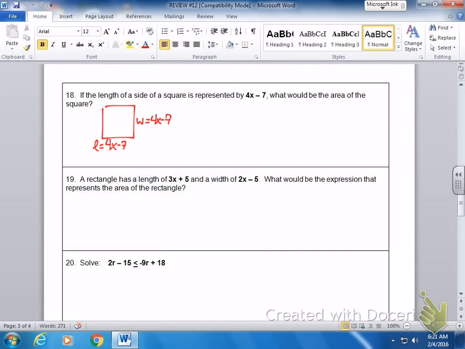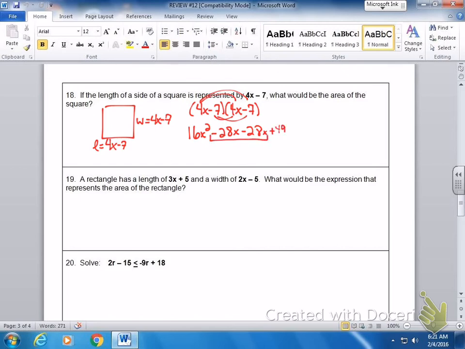So this turns into the problem like we did to check the last one. We're going to have 4x minus 7 times 4x minus 7. So let's distribute. 4x times 4x is 16x squared. 4x times negative 7 is negative 28x. Negative 7 times 4x again is another negative 28x. And negative 7 times negative 7 is plus 49.